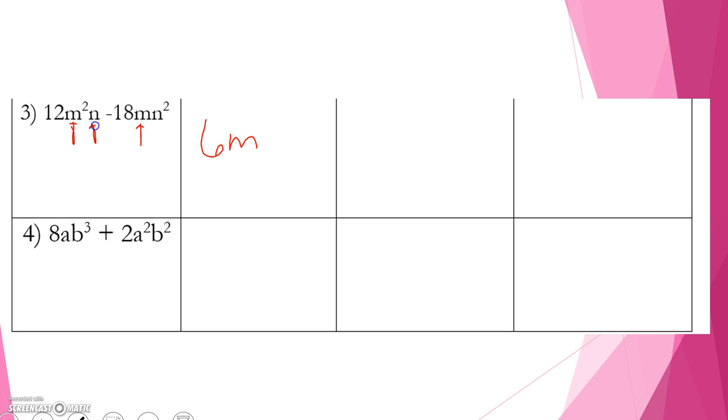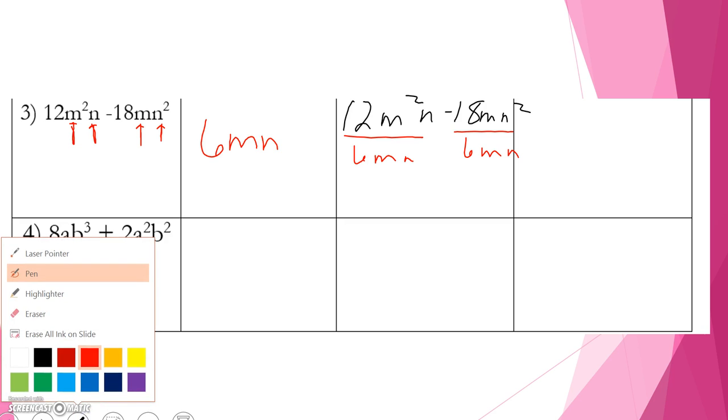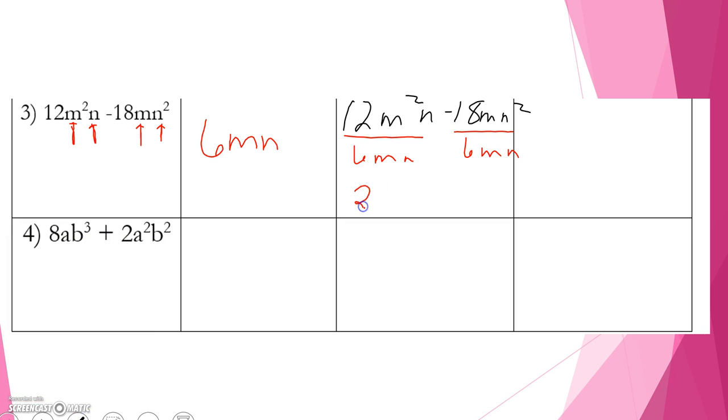Then I look at the n's. There's one n there and two n's there. So the smaller of the two is one of them. So that's my GCF. So now I take the original problem, and I divide both terms by the 6mn. Okay, when I divide, 12 divided by 6, I get 2.